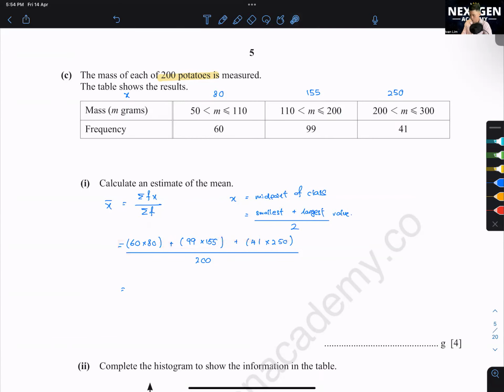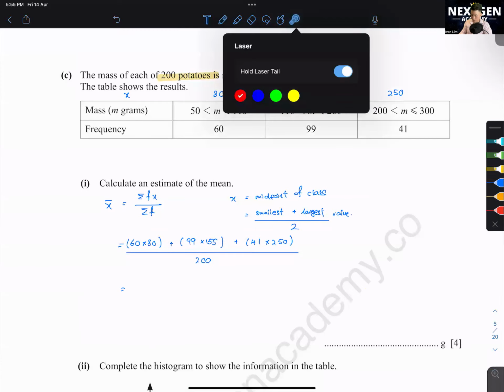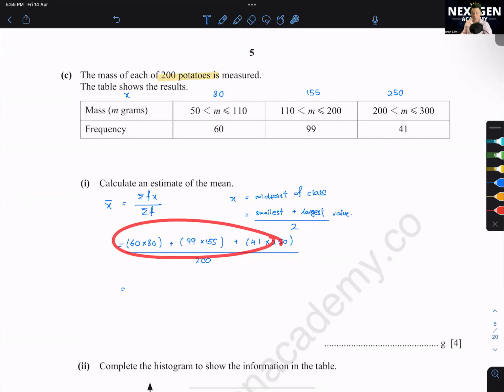Don't go and straight away type in the calculator. Sorry, the whole thing, don't straight away type in the calculator. Calculate one step at a time, because I often see students make a mistake, actually from here itself. Why? Because one of the values is wrong. So here you get 30395 over 200. Then you get 151.975.